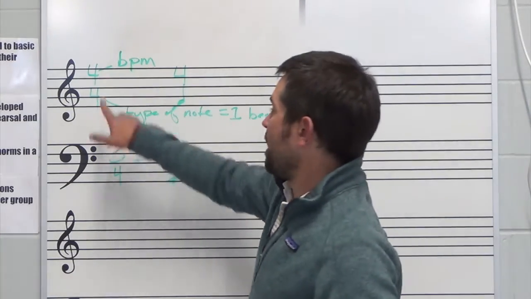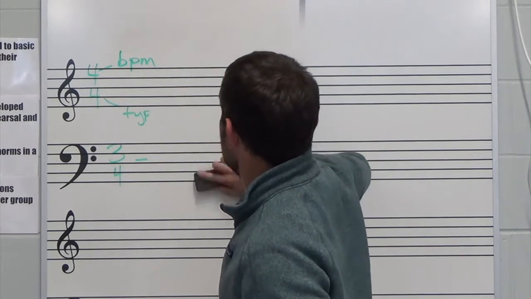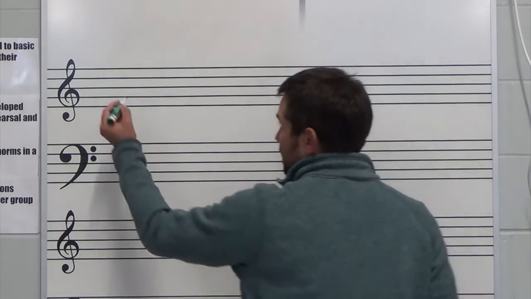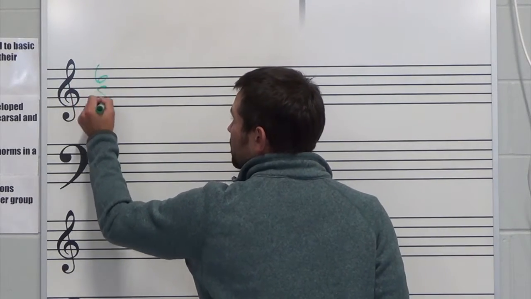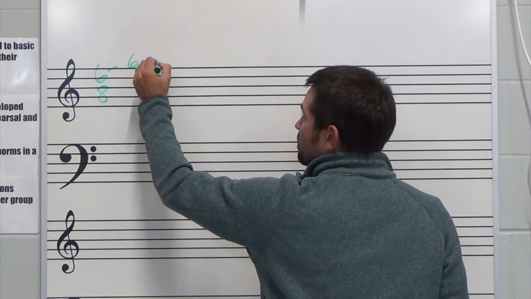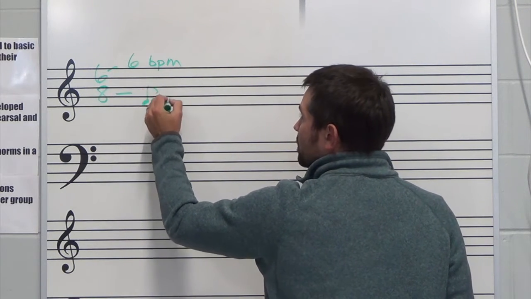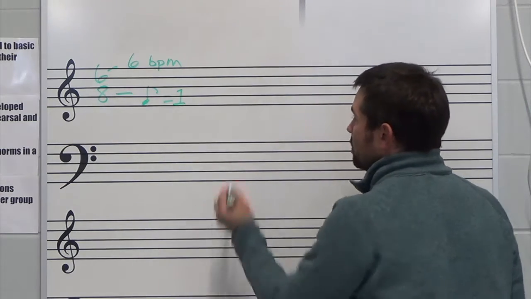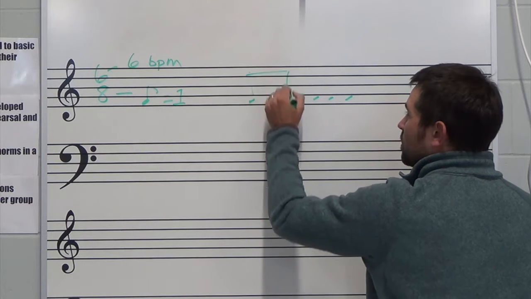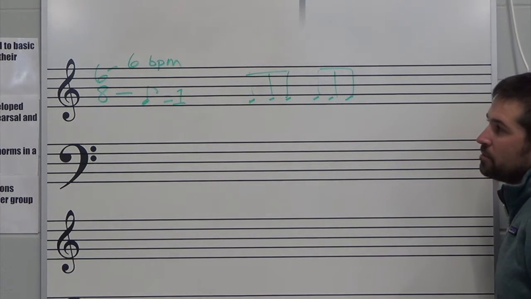So if you change the top number, all it does is change the number of beats in a measure, and the bottom number tells you the type of note that is 1 beat. Another common one would be 6/8. So in this case, there's 6 beats per measure, and the 8th note is one of those beats. So a 6/8 measure is 6 8th notes in one measure.